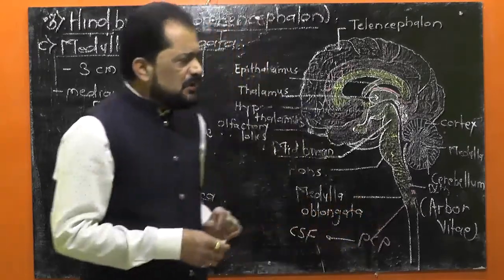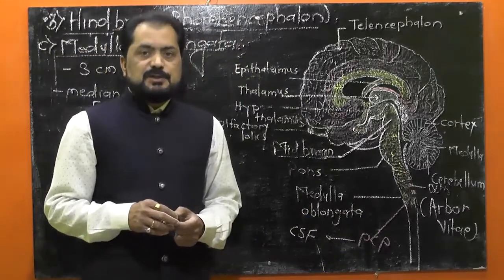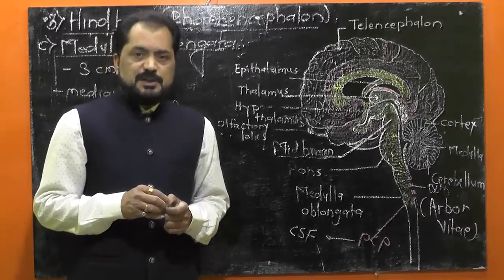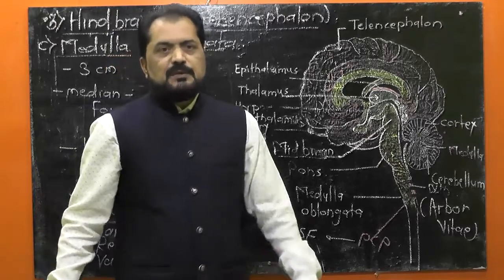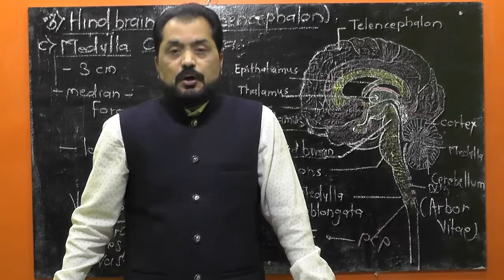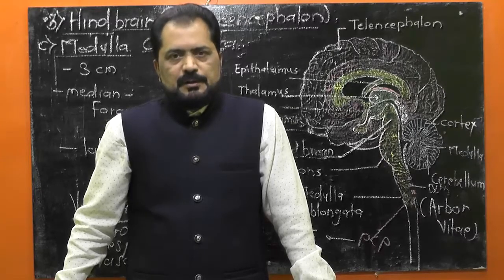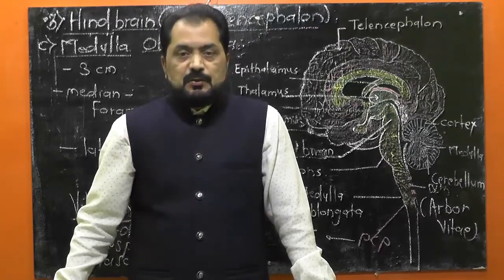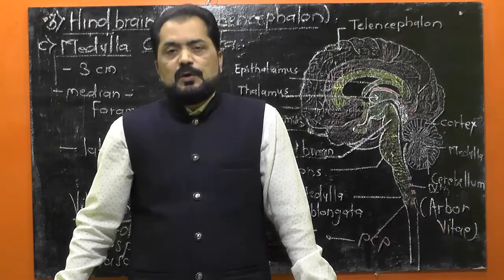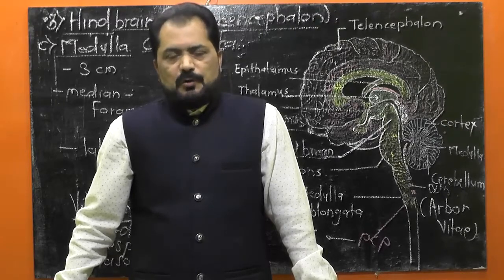Well, in addition to these vital centers, the medulla oblongata also acts as the center for certain less vital involuntary activities such as coughing, sneezing, hiccuping, vomiting, yawning, etc. The centers controlling these involuntary activities are also present on the medulla oblongata.